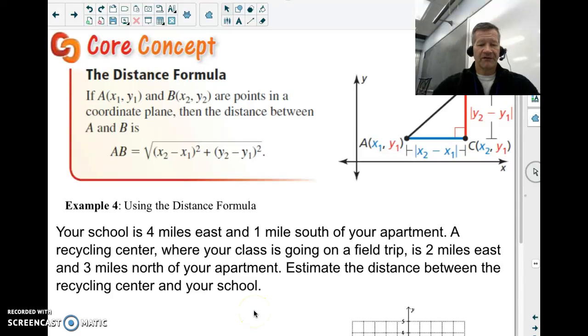All right, for the fourth and final example of section 8.3, we're going to talk about the distance formula. How can I find the distance between 2 points in the coordinate plane?